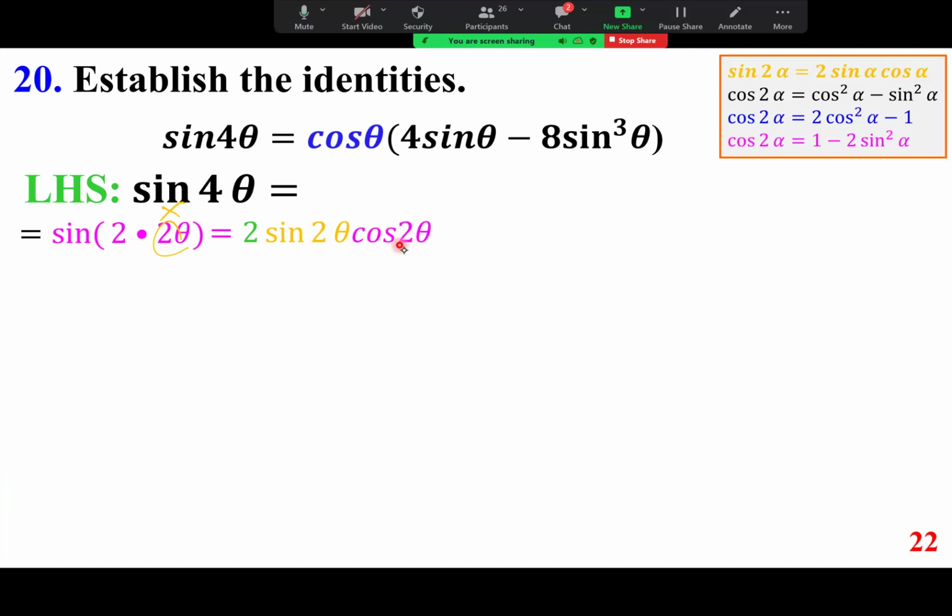What is cosine 2 theta? There are 3 different ways of writing it. Let's pick one of them. 1 minus 2 sine squared theta. Because we're going to go to the right, and the right involves sine and cosine. So obviously, these two give us 4 sine theta cosine theta, and this is 1 minus 2 sine squared.